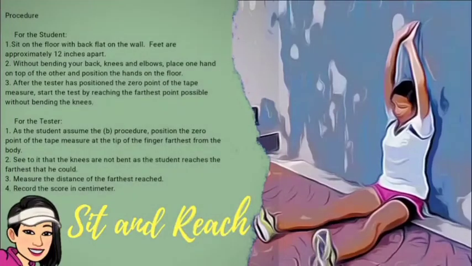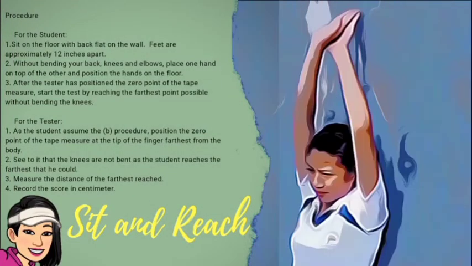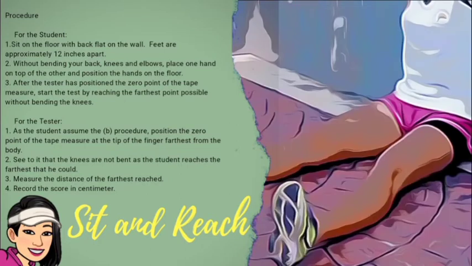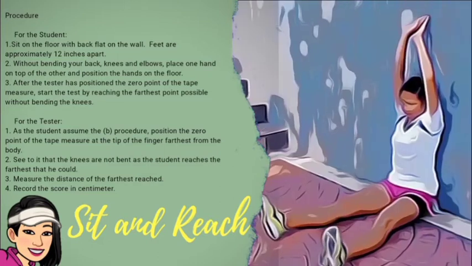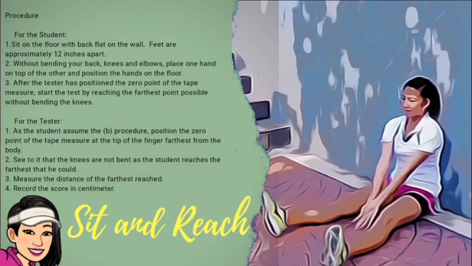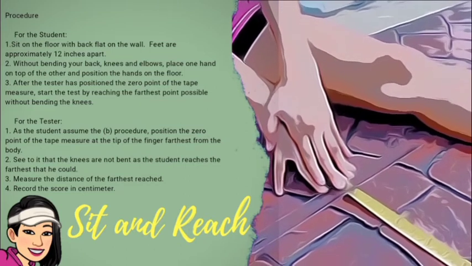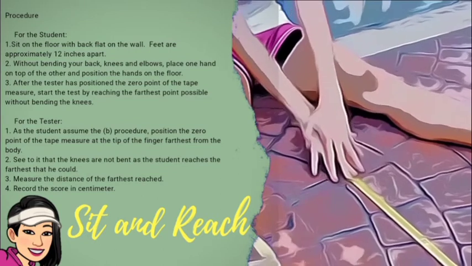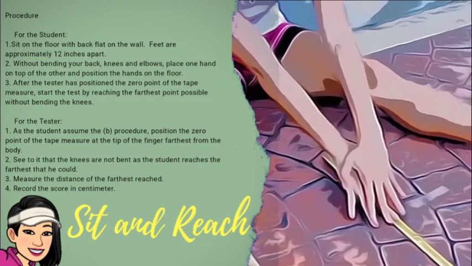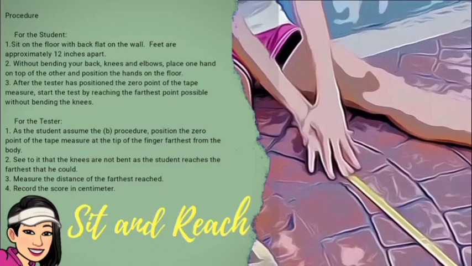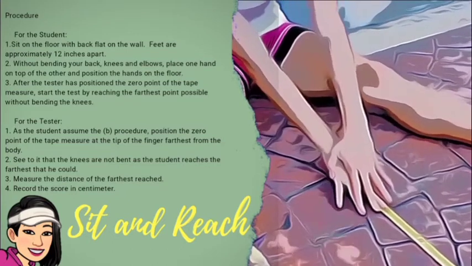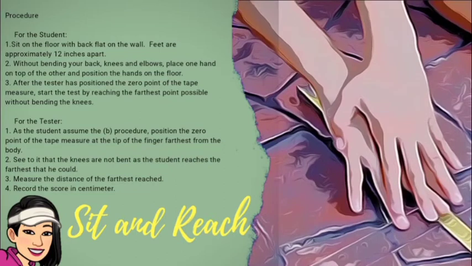For the performer, sit on the floor with back, head, and shoulders flat on the wall. Feet are 12 inches apart. Interlock thumbs and position the tips of the fingers on the floor without bending the elbows. Place the hands on top of the cardboard or paper where the tips of the middle fingers are at the top edge of the cardboard or paper. Start the test by pushing the cardboard or paper slowly and try to reach the farthest distance possible without bending the knees. Bouncing or jerking movement is not allowed.